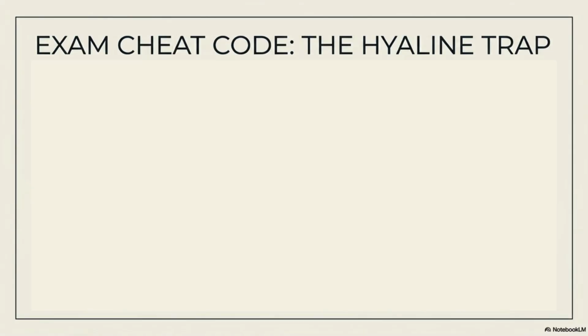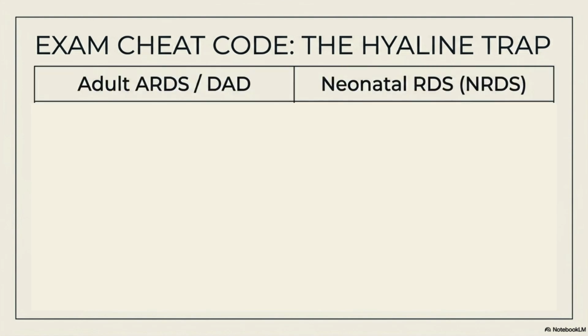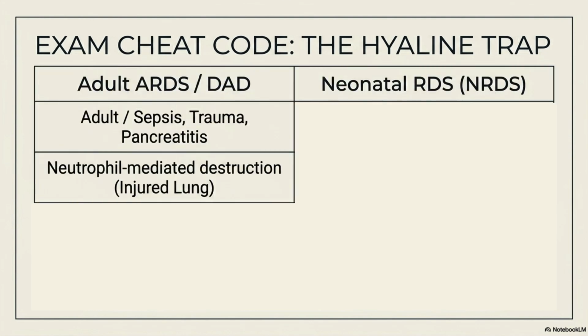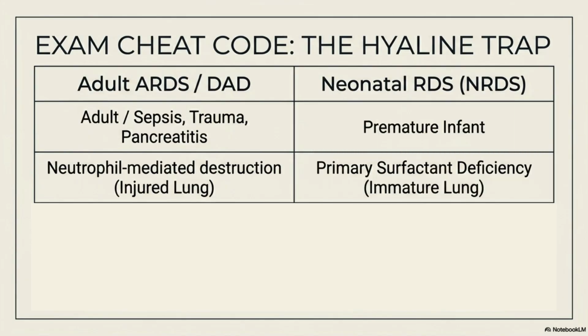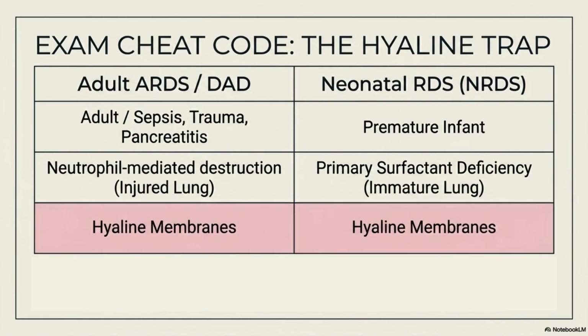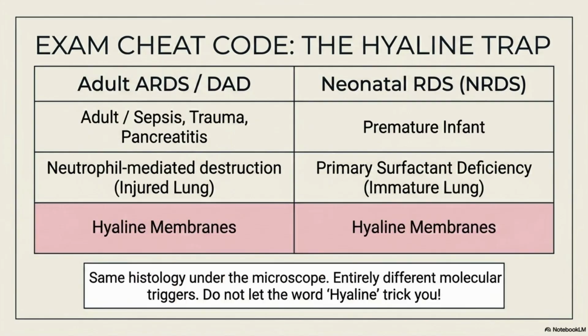Beware of the hyaline trap. The examiners will test your ability to differentiate adult ARDS from neonatal RDS. In adult ARDS, the trigger is sepsis, trauma, or pancreatitis leading to neutrophil-mediated destruction in an injured lung. In neonatal RDS, it is a premature infant suffering from primary surfactant deficiency in an immature lung. Both result in hyaline membranes. They share the exact same histology under the microscope, but they have entirely different molecular triggers. Do not let the word hyaline trick you.